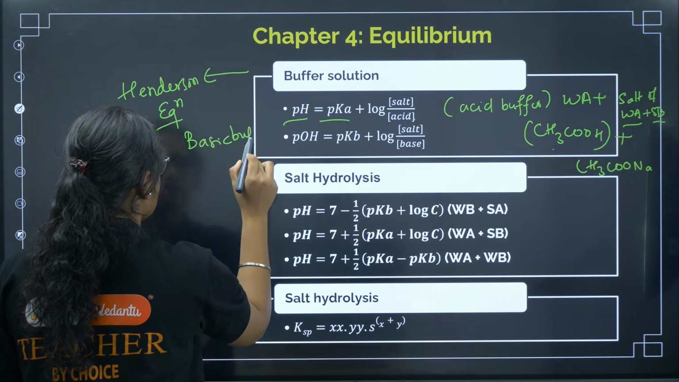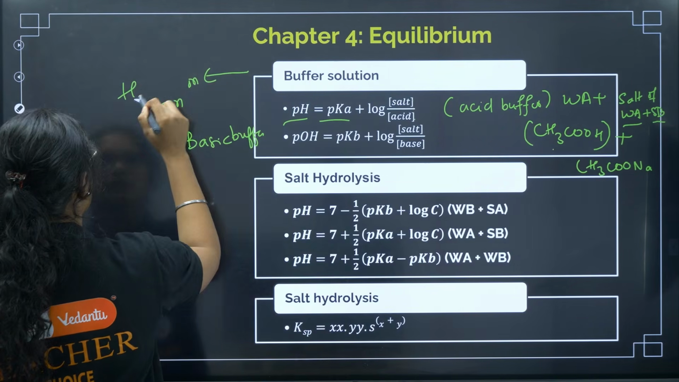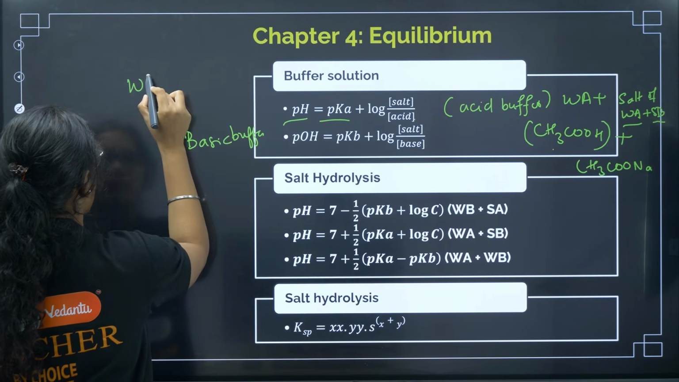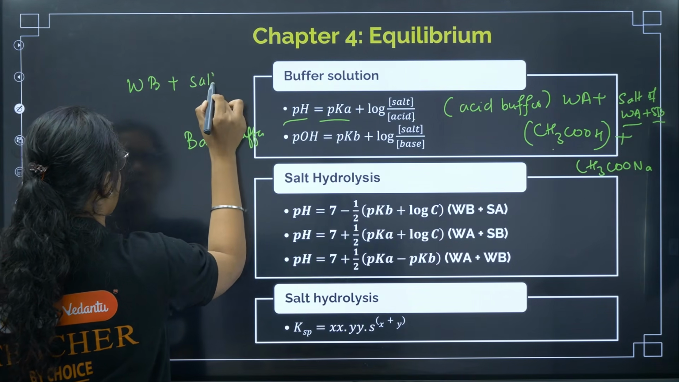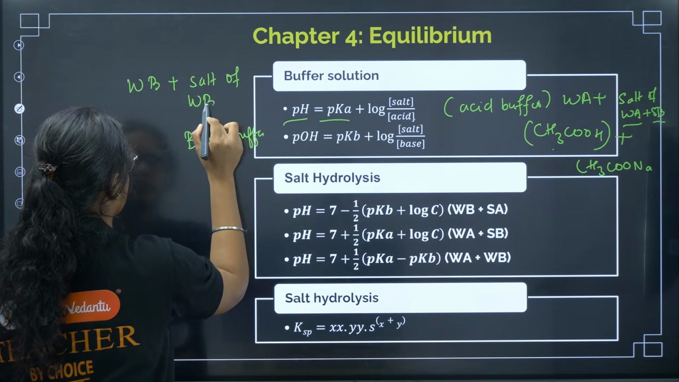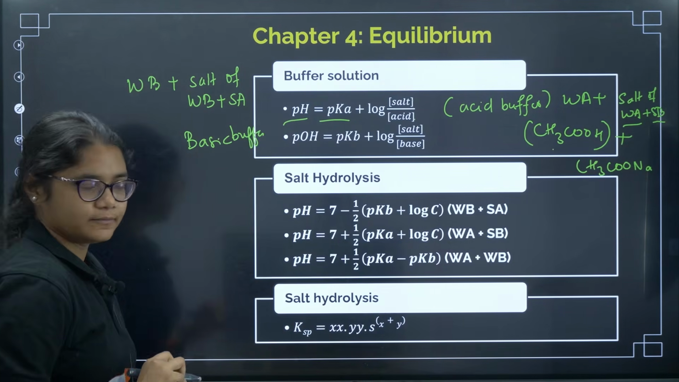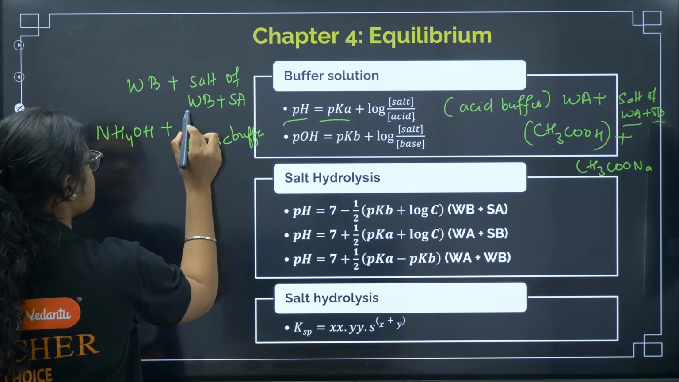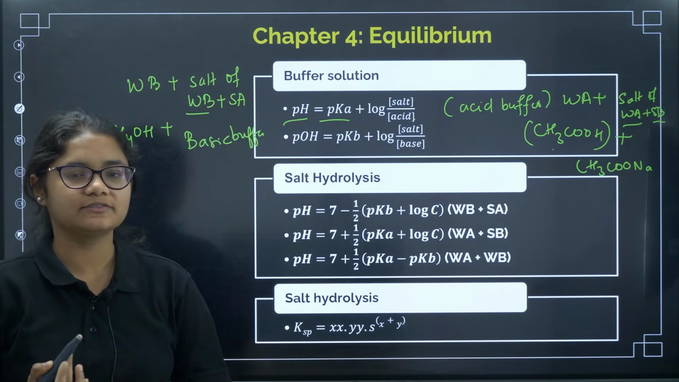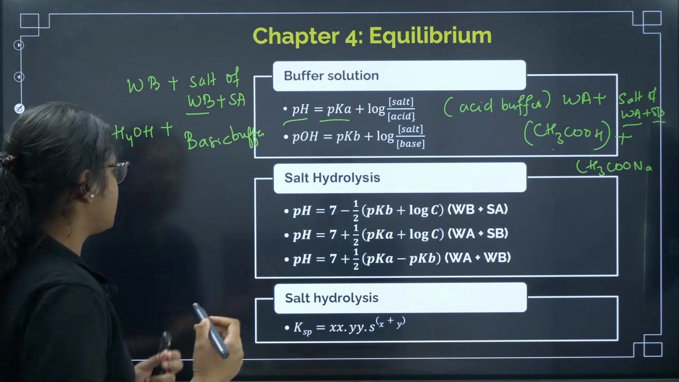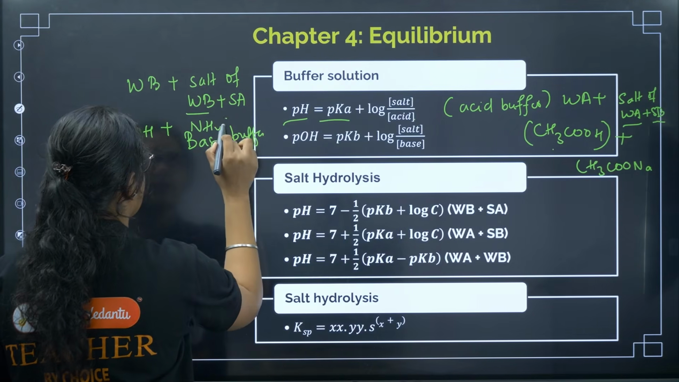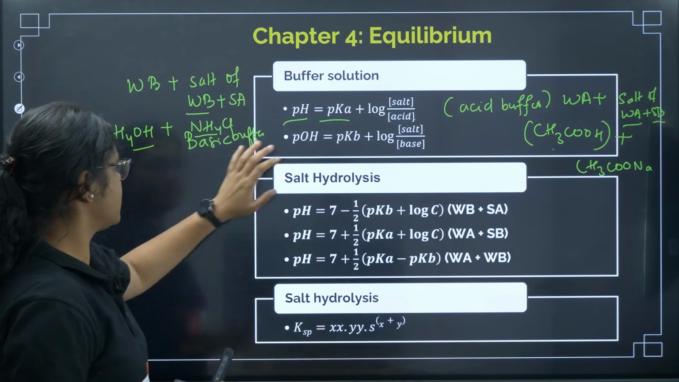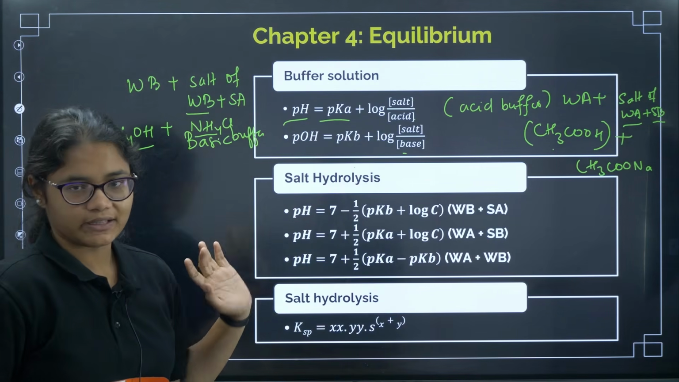Right. A basic buffer is made up of what? If you see here also the composition is very similar. A basic buffer will be made up of a weak base plus a salt of the weak base and strong acid, right? So which is a weak base? NH4OH. And the weak base is NH4OH, and just assume any strong acid like HCl. So what will I get? NH4Cl, right? So this together will form a basic buffer. So for a basic buffer, the salt is NH4Cl and the base is NH4OH, right?